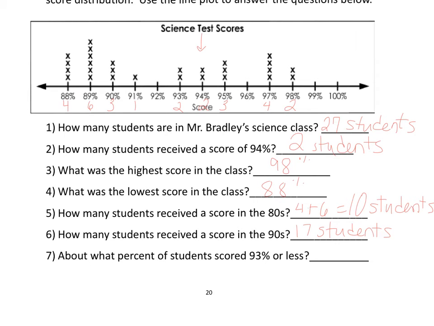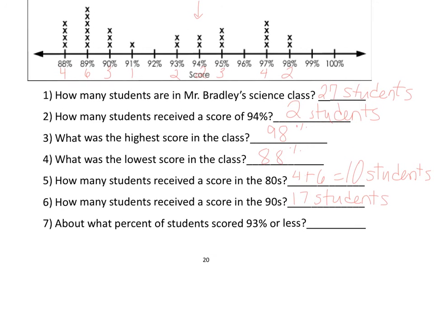Next, we're asked about what percent of students scored 93% or less. In order to solve this, we have to know that there are 4 plus 6 plus 3 plus 1 plus 2. We must include the 93% because it said 93% or less. That's going to give us a total of 16 out of 27 students. So we want to know 16 out of 27 is what percent out of 100. When we solve it, we get approximately 59.3%.